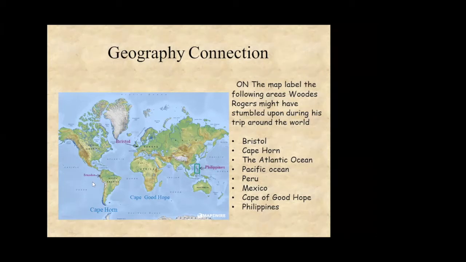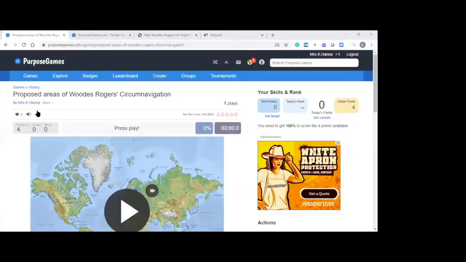So we're going to play a game, guys. Give me one moment. All right, I need you to go to this link and play the game. Or you can follow my instructions. We're going to go on purpose games, and I want you to type in the search box proposed areas of Woods Rogers, and you will find this game. The game will take you 3 minutes. You will be timed, and it will show you who comes first.